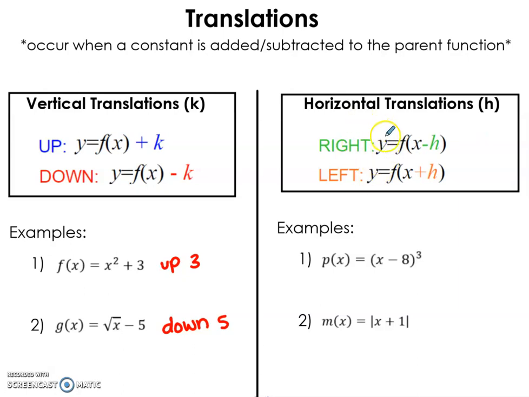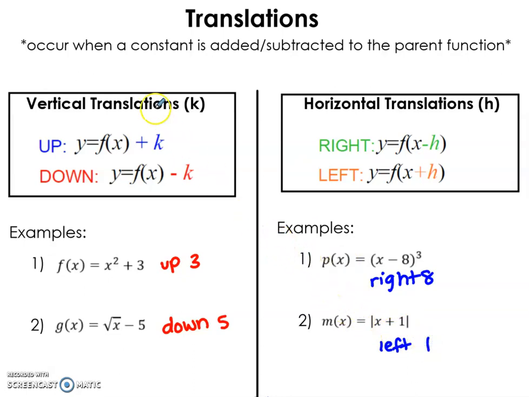When we think about things that might move to the right, we think positive is to the right and negative is to the left. So the horizontal translations will be the reverse of what you think. A minus we think really goes left, but it goes right. So this would be right 8. And then here we can see that the parent function is the absolute value. And now we have plus 1 inside the function with the x. So since we're adding 1, that means that we're going to go to the left 1.